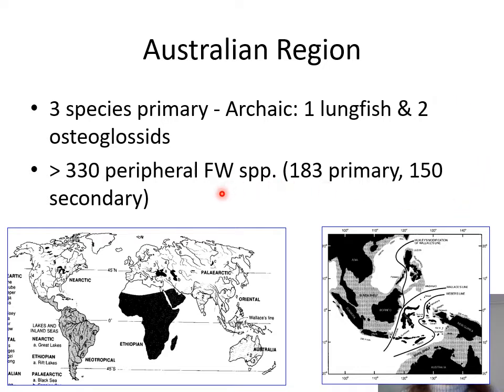There are actually lots of other freshwater fishes. It's not like if you go there and look in the rivers or look in a pond, you're only going to find these 3 kinds of fish. Those are the 3 native primary species. We've got lots of peripheral freshwater species, and probably by now a lot of introduced species as well. Over 330 peripheral freshwater species are found there. So there is a high diversity of fishes, just only 3 that are truly primary native Australian species.